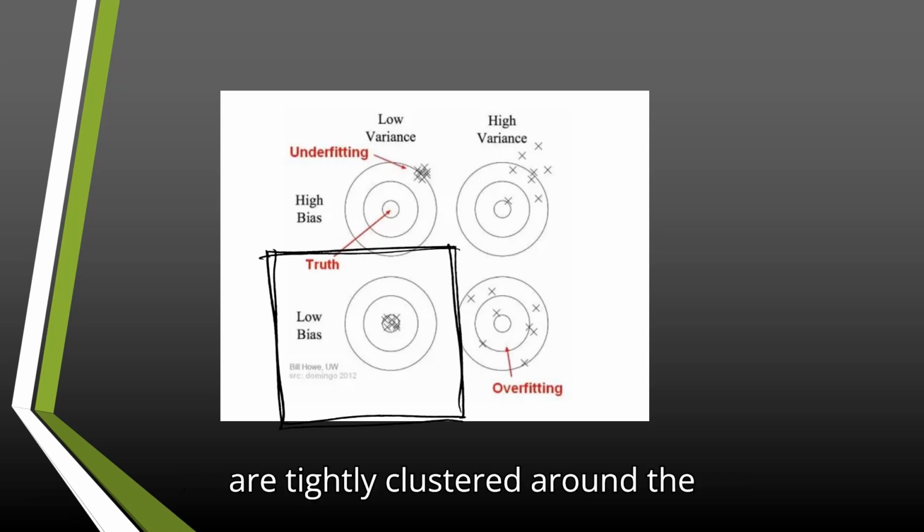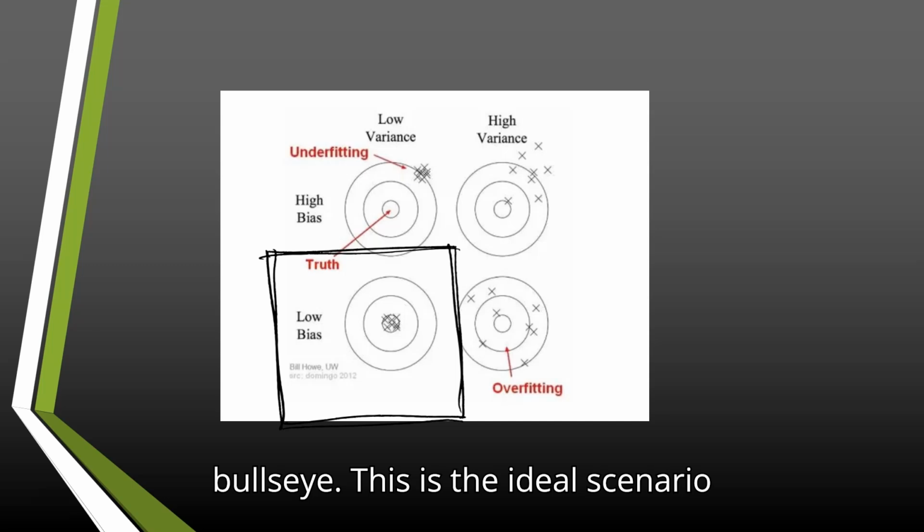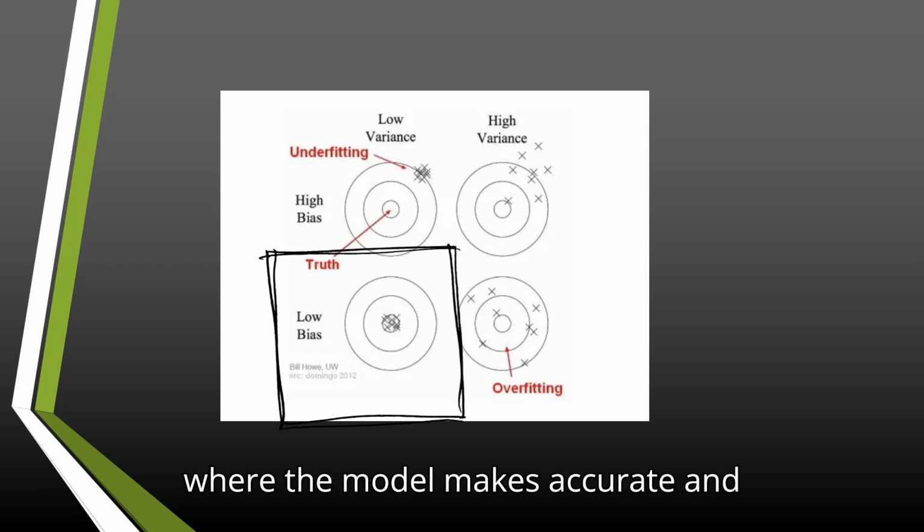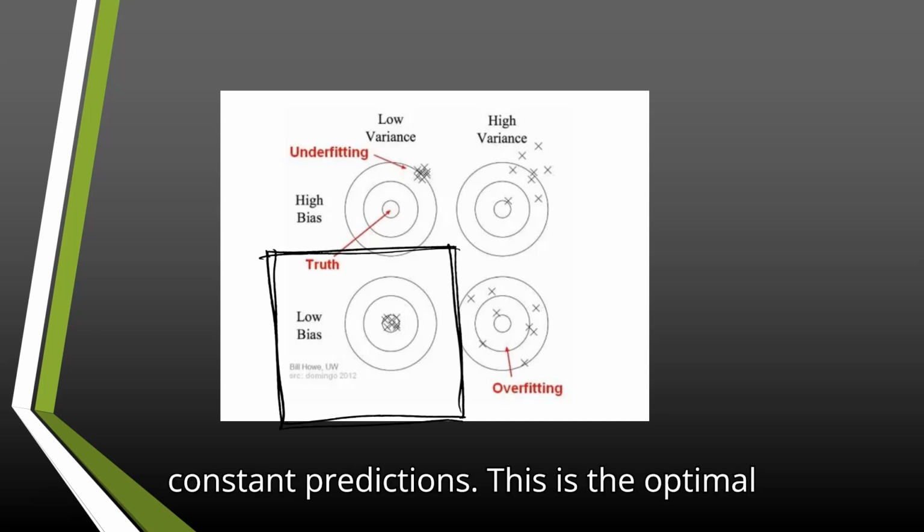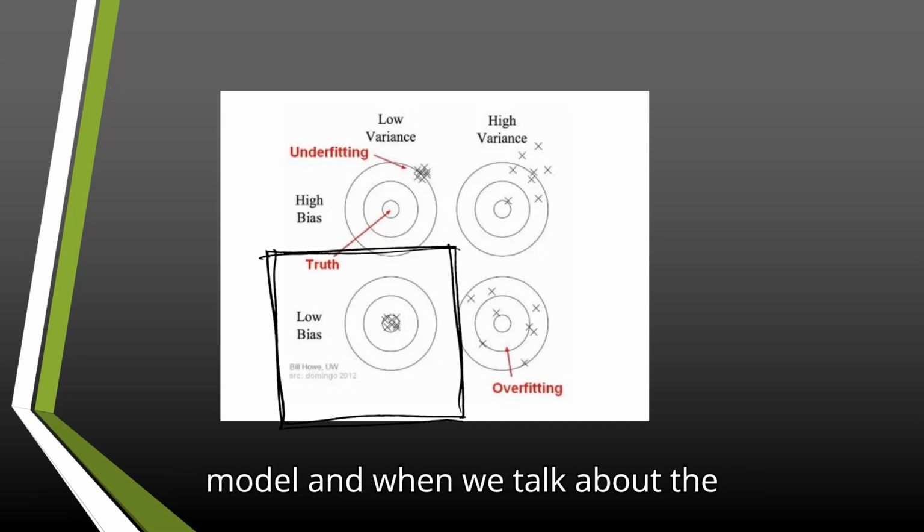And when we talk about the low bias and the low variance zone, the predictions are tightly clustered around the bullseye. This is the ideal scenario where the model makes accurate and consistent predictions. This is the optimal model.